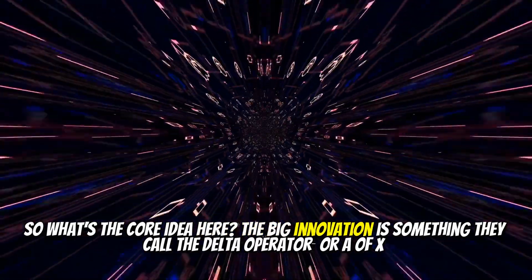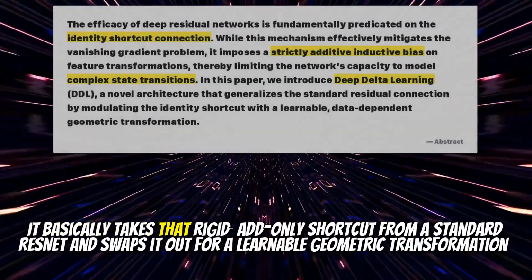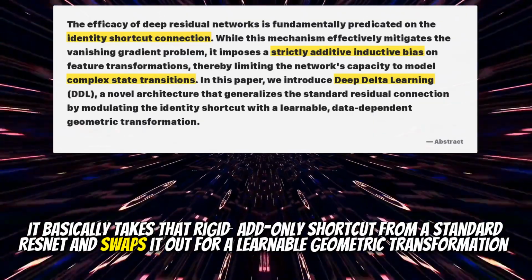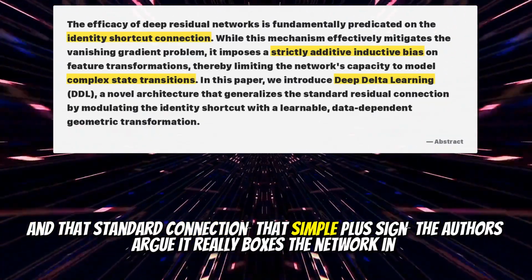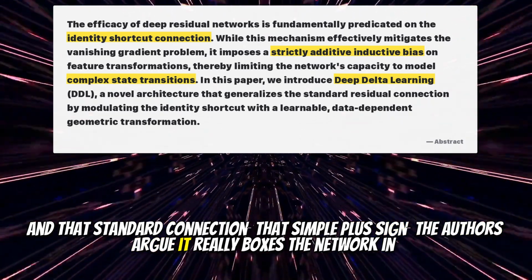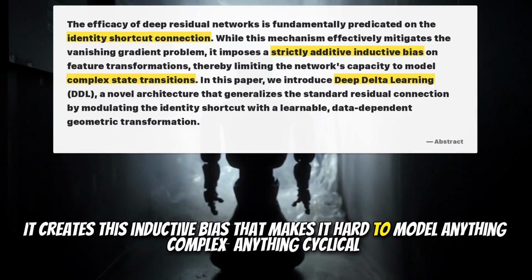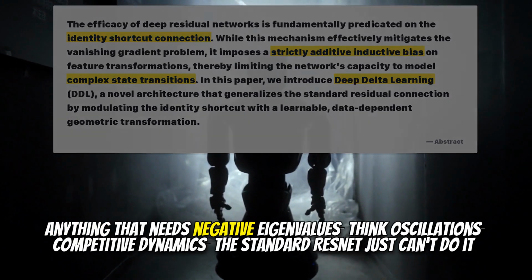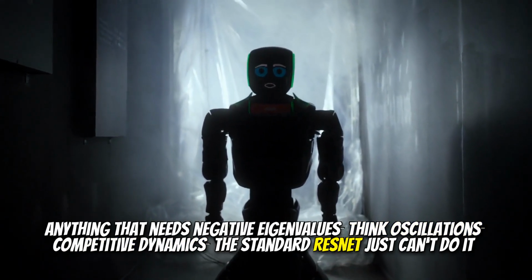The big innovation is something they call the delta operator. It basically takes that rigid, add-only shortcut from a standard ResNet and swaps it out for a learnable geometric transformation. And that standard connection, that simple plus sign, the authors argue it really boxes the network in. It creates this inductive bias that makes it hard to model anything complex, anything cyclical. Exactly. Anything that needs negative eigenvalues, think oscillations, competitive dynamics, the standard ResNet just can't do it.